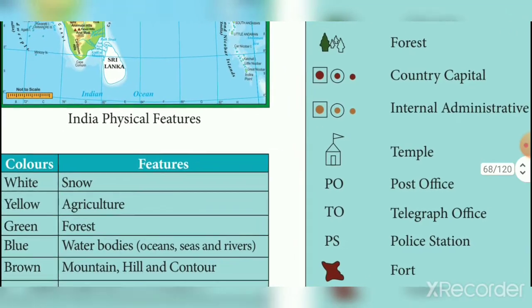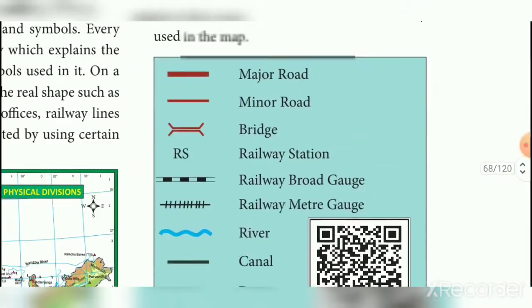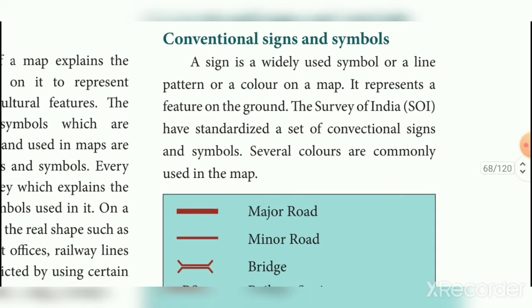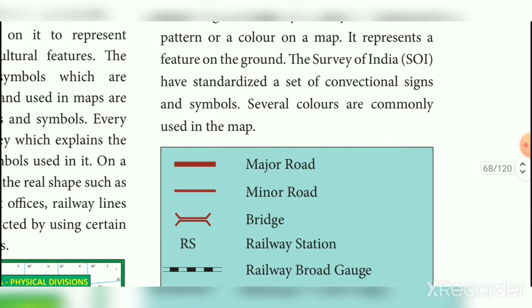So these are the colors. Now we will see the conventional signs and symbols. A sign is a widely used symbol or a line pattern or a color on a map. So a sign is nothing but a symbol or a line pattern or a color on a map. It represents a feature on the ground. The Survey of India (SOI) has standardized a set of conventional signs and symbols.